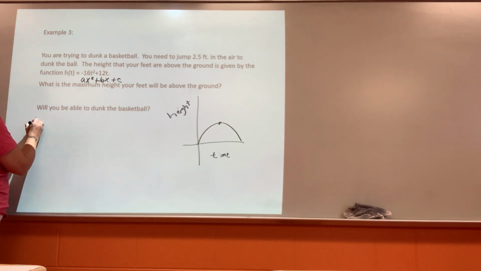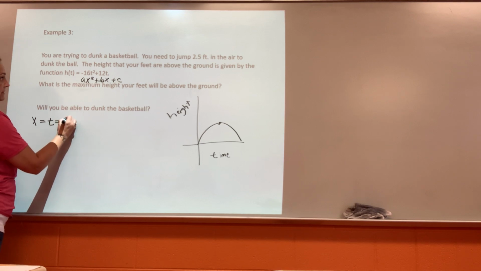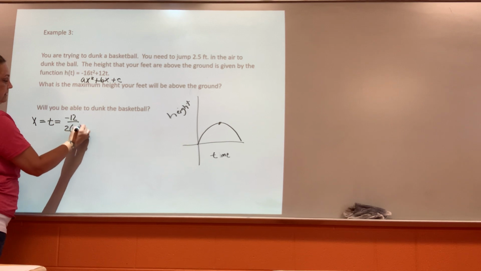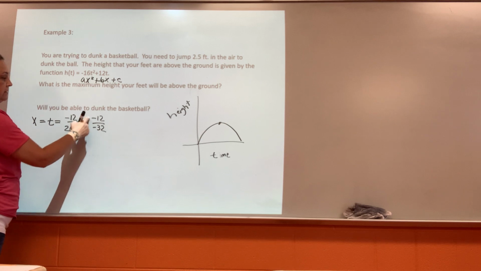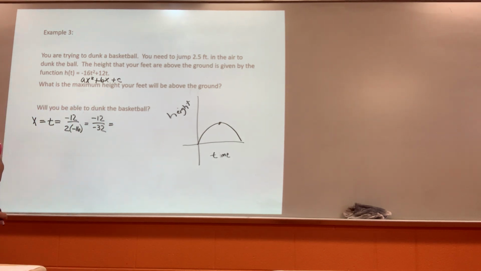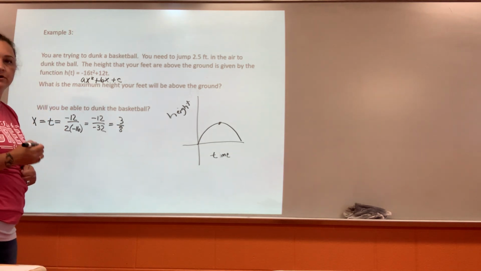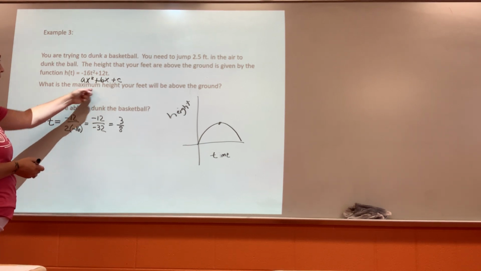Okay, so my x-axis in this case is time, would be opposite b, so negative 12 over 2 times a, negative 16. Negative 12 over negative 32. A negative and a negative make a positive, and put that in your calculator. You're going to get a decimal. I left mine in fraction form, but feel free to compare my fraction of 3 over 8 with your decimal. That's the time. The question is, how high do my feet go?